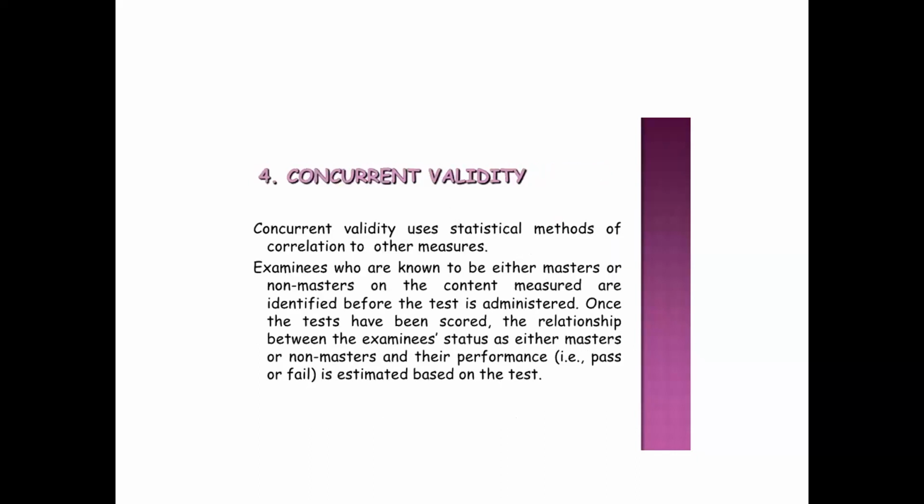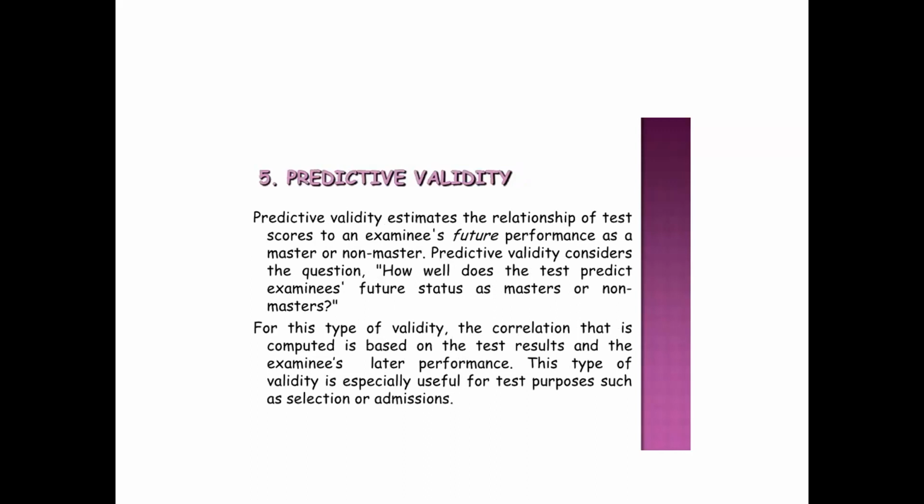right? Concurrent validity. It uses statistical methods of correlation to other measures. Examinees who are known to be either masters or non-masters on the content measured are identified before the test is administered. Once the tests have been scored, the relationship between the examinee's status as either masters or non-masters and their performance is estimated based on the test. That is pass or fail, right? So this may not be easy to understand, but you can go with what I said, concurrent validity. That is the similarity to the standard test. That is concurrent validity.